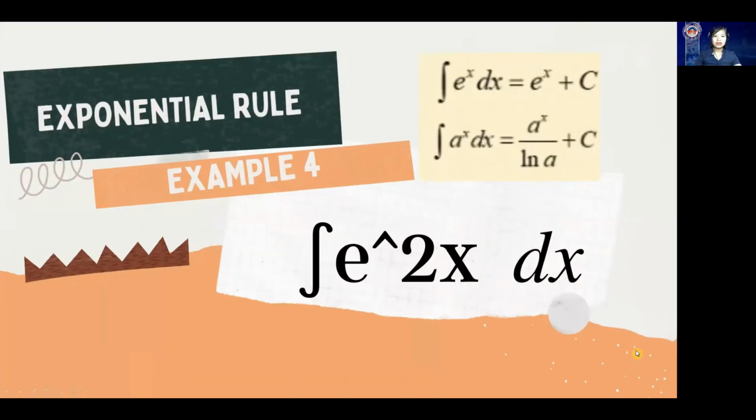Then lastly is the exponential rule. We have two methods that we can use in evaluating exponential function. First is the integral of e raised to x dx is equal to e raised to x plus c. The other one is the integral of a raised to x dx is equal to a raised to x over ln, or the natural log of a, plus c. So this is our given: the integral of e raised to 2x dx.